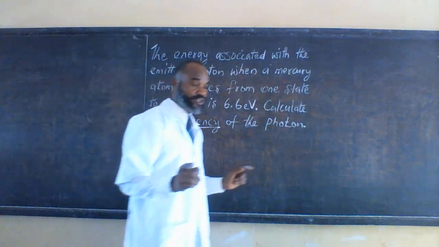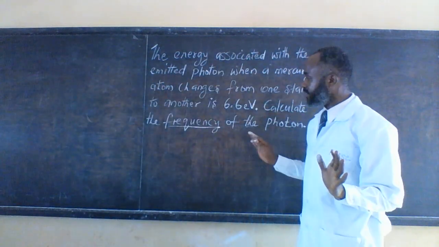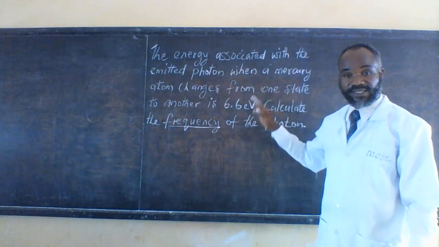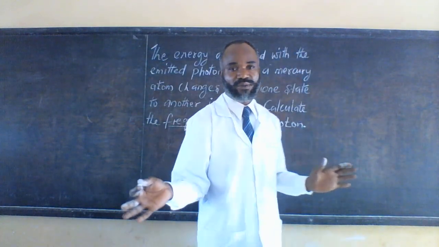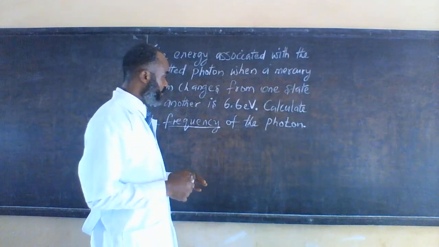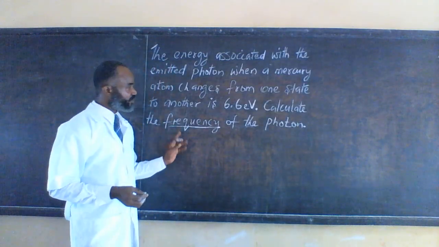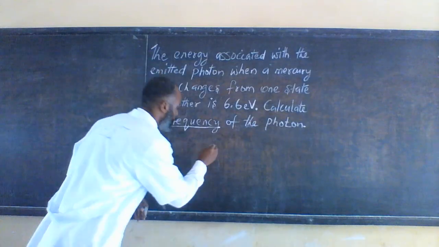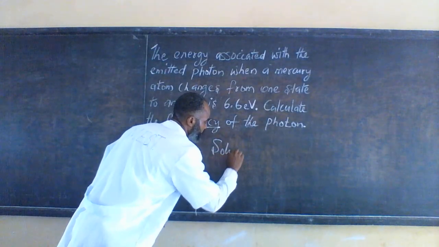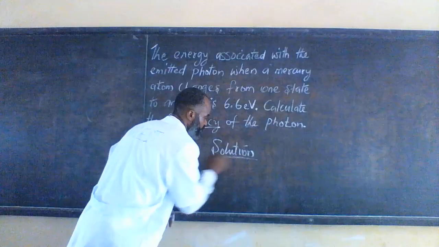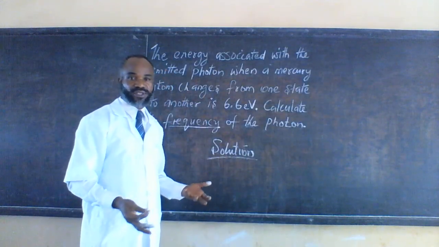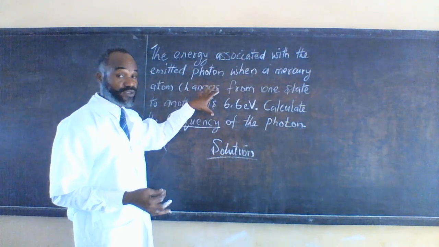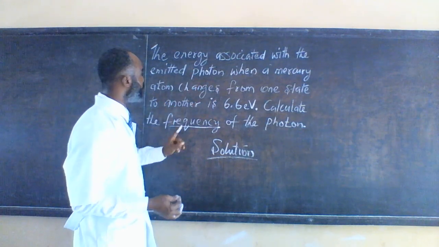The first thing we need to do is to analyze the question, which we have done already. We've just read the question. The next thing is to analyze it and know exactly what we are asked to find. What we are asked to calculate here is the frequency of the emitted photon. So we write solution. When we write solution, we try to bring out the data from the question. The information that the question contains is the next thing.